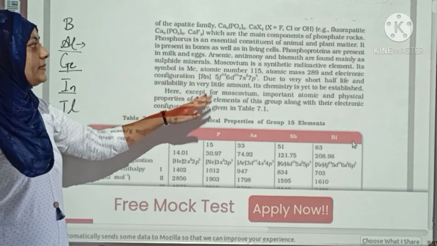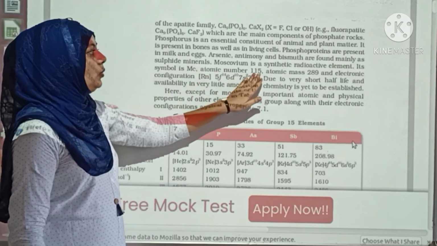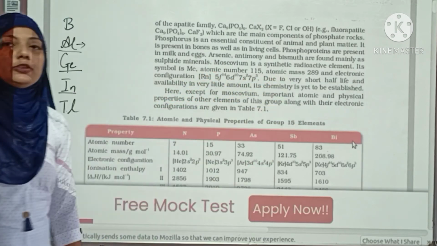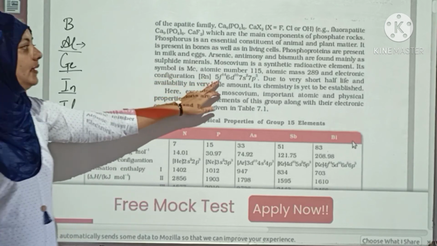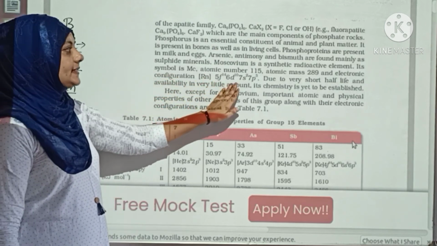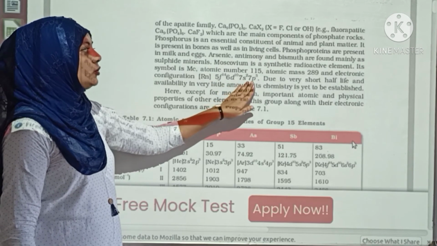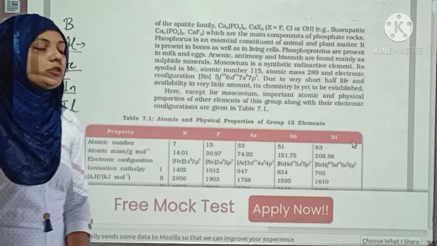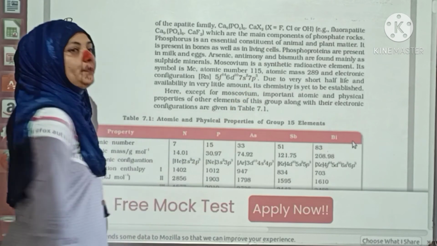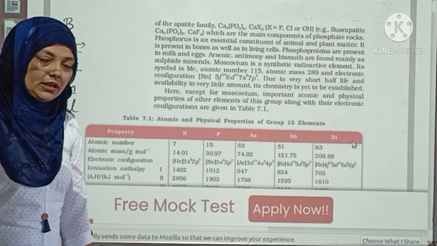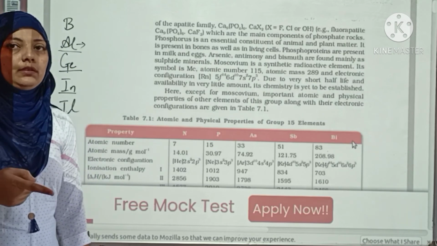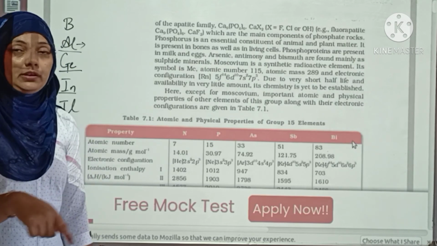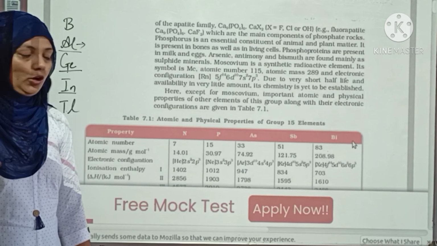Its symbol is Mc, atomic number 115, atomic mass 289, and electronic configuration is [Rn] 5f14 6d10 7s2 7p3. So when we talk about ns2 np3, n is 7. It means it is present in the seventh period.